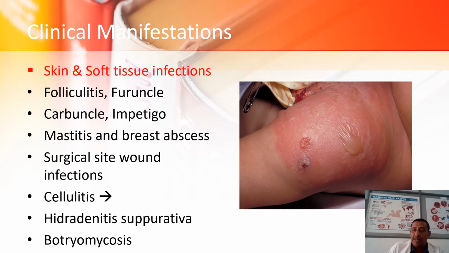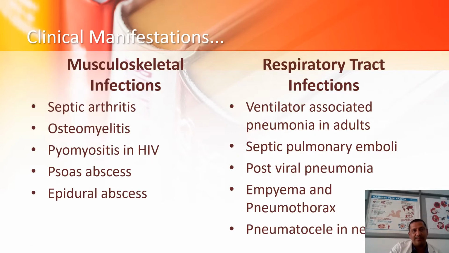Then it can cause surgical site wound infection. After surgery, when you suture the wounds, this is one of the most common causes of post surgery wound infection at the surgical site. Then it can cause subcutaneous infection, which is called cellulitis, and it can cause hidradenitis. Then botryomycosis, which resembles mycetoma. Only sinuses are not formed in botryomycosis.